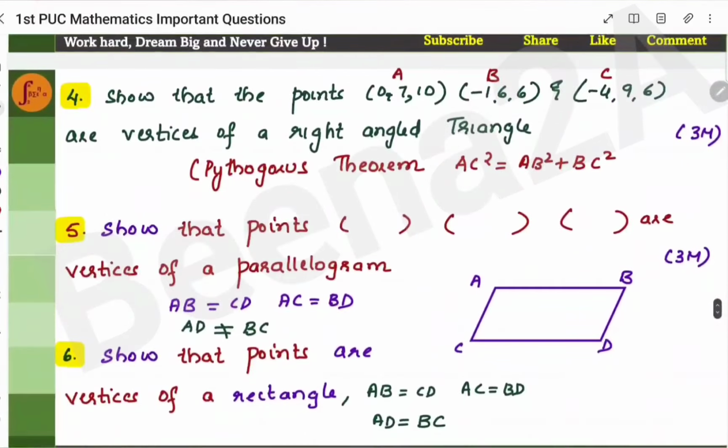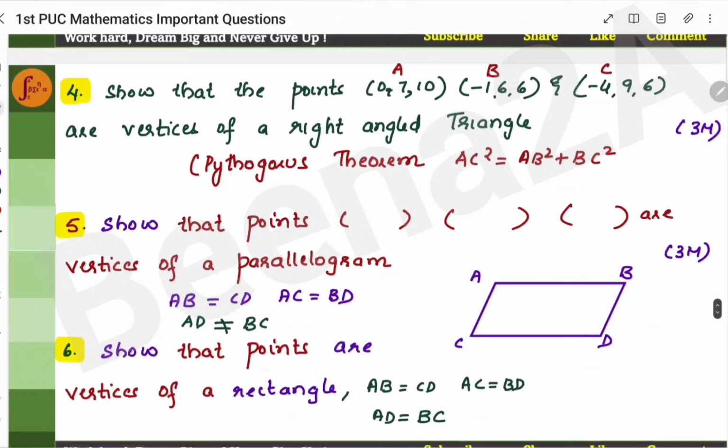Now, another set of examples. Show that the points form the vertices of a right angle triangle. Now, if you have to show that these points form a right angle triangle, it has to follow Pythagoras theorem. Hypotenuse square is equal to sum of squares of both the sides. AC square is equal to AB square plus BC square.